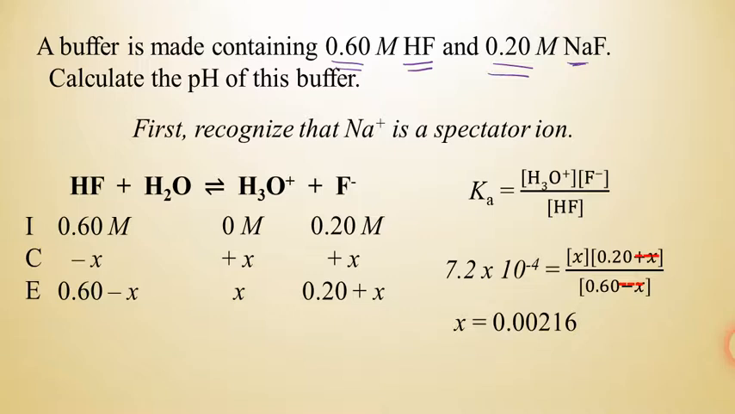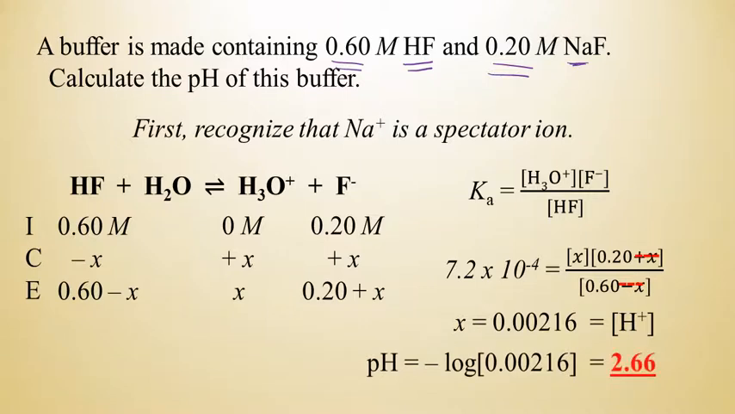0.00216. And if we know the x value, that's basically H plus according to the problem. So if we know the H plus, then we can just take the negative log of that and find the pH pretty easily, which is about 2.66. And so this is a way to work a buffer problem and find the pH of a buffer.